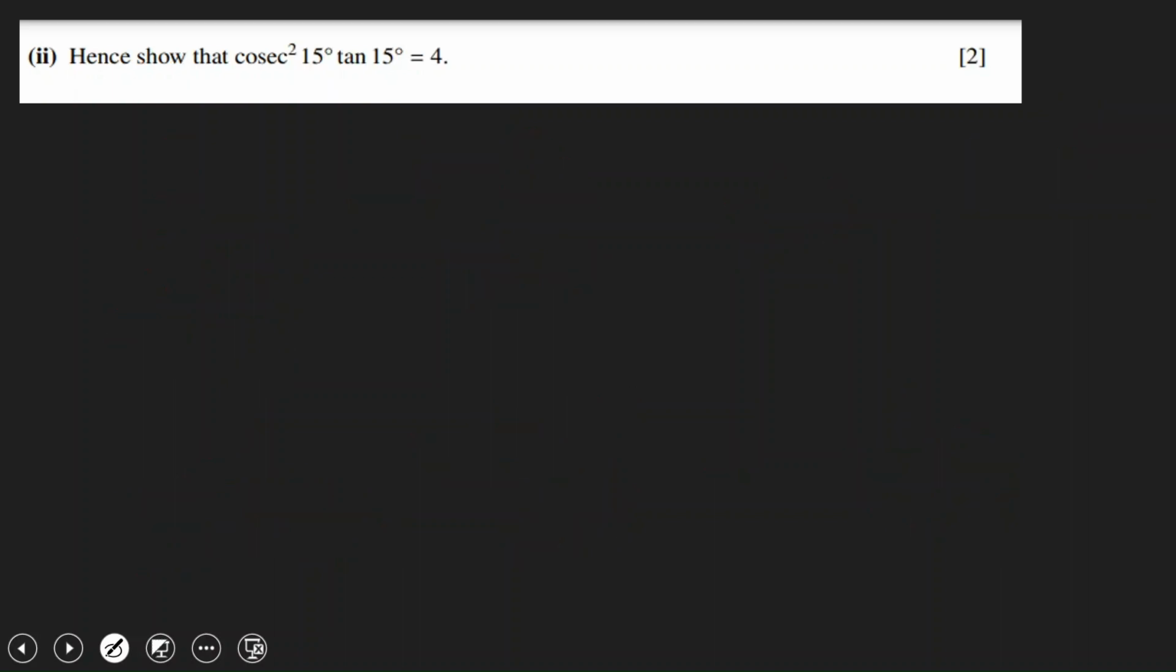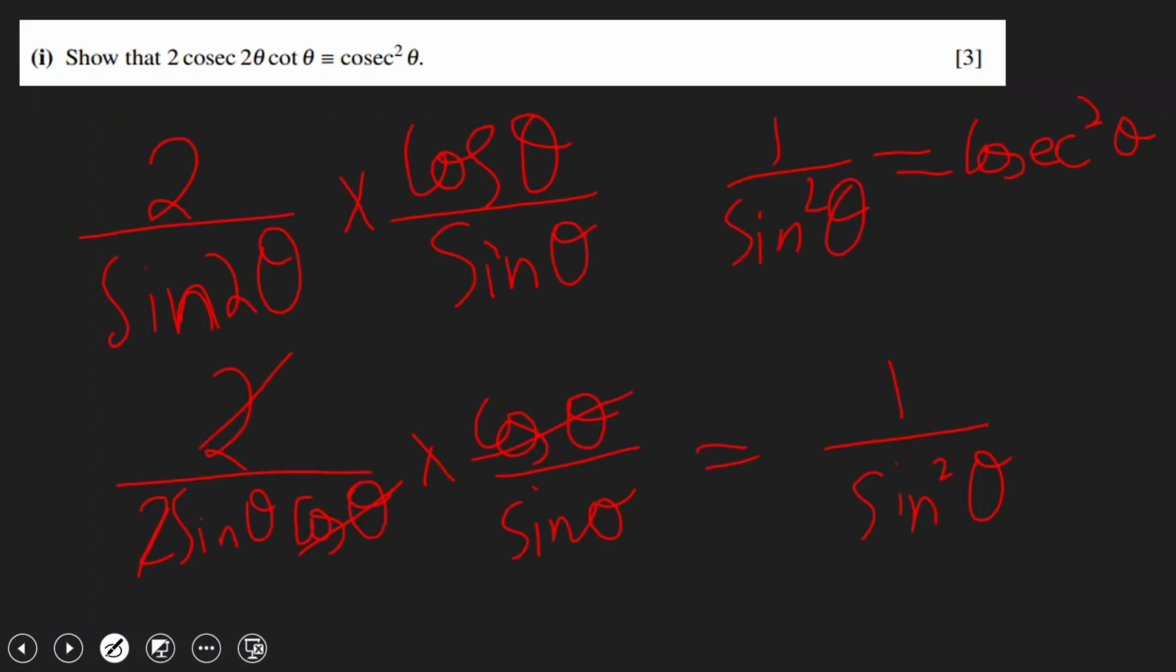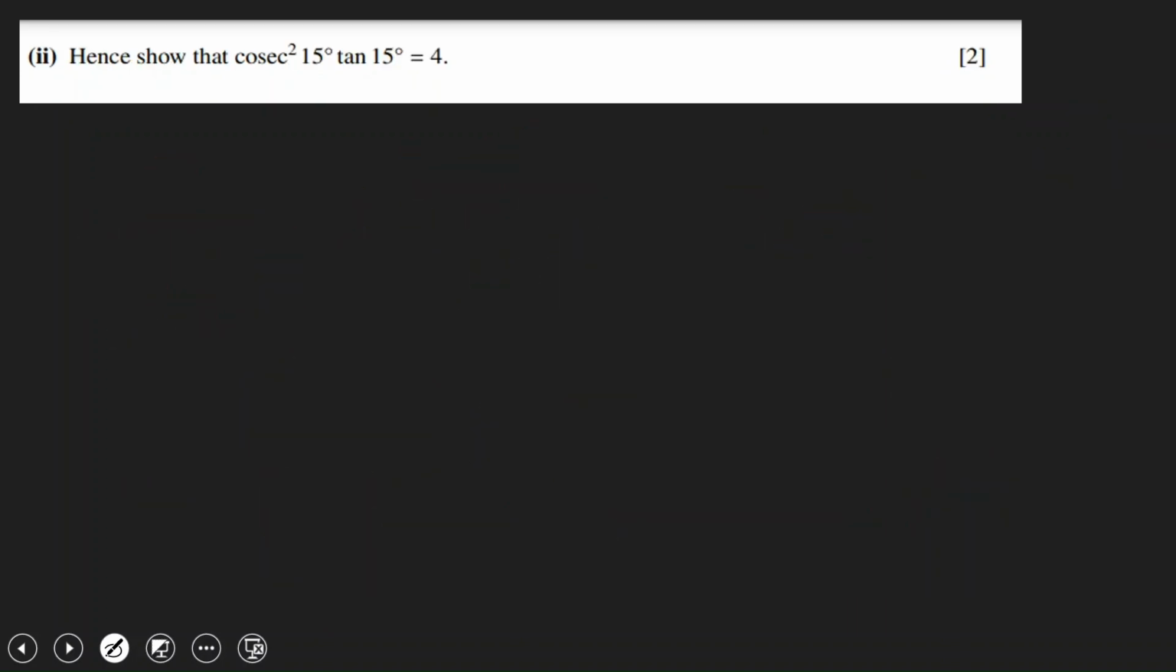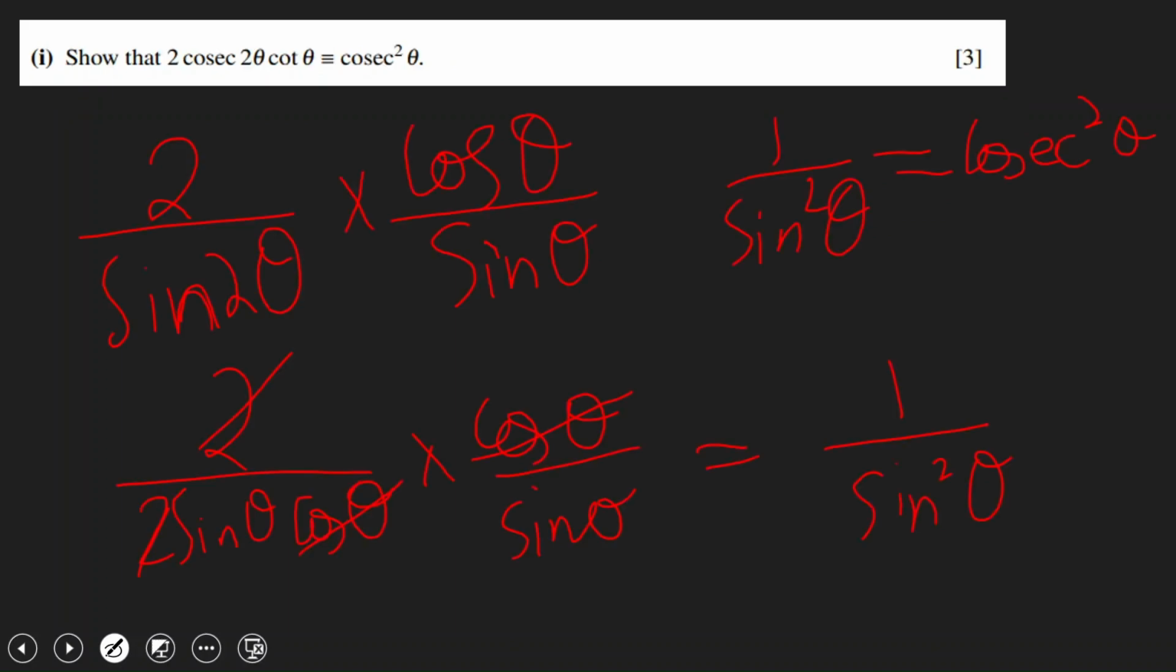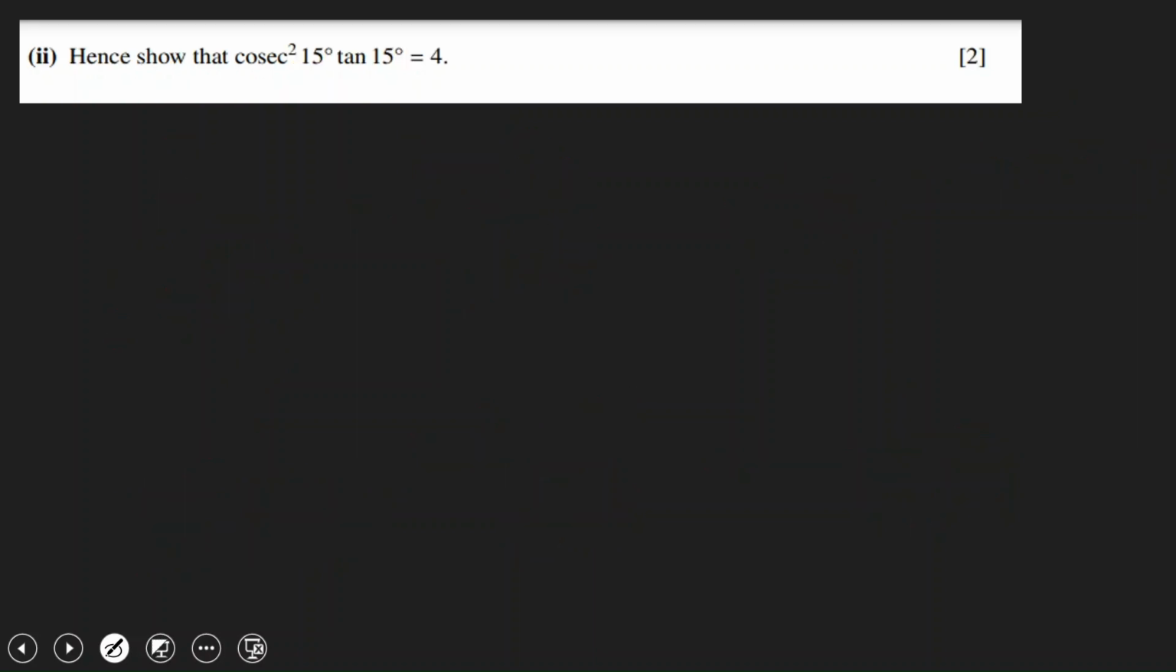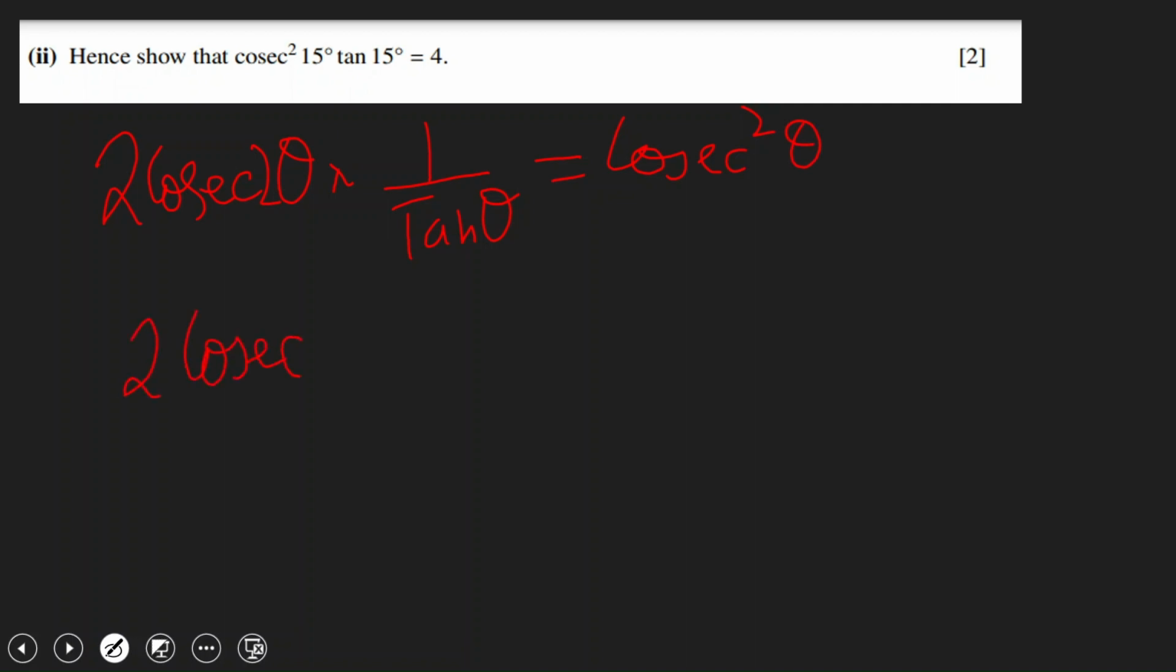Now, hence, show that that is equal to 4. So the best way to do this would be to look at this part over here. It says that cosec squared something into tan something is equal to 4. So if you look at this, I could write the previous equation as 2 cosec 2 theta into 1 by tan theta is equal to cosec squared theta, right? So I get 2 cosec 2 theta is equal to cosec squared theta into tan theta.